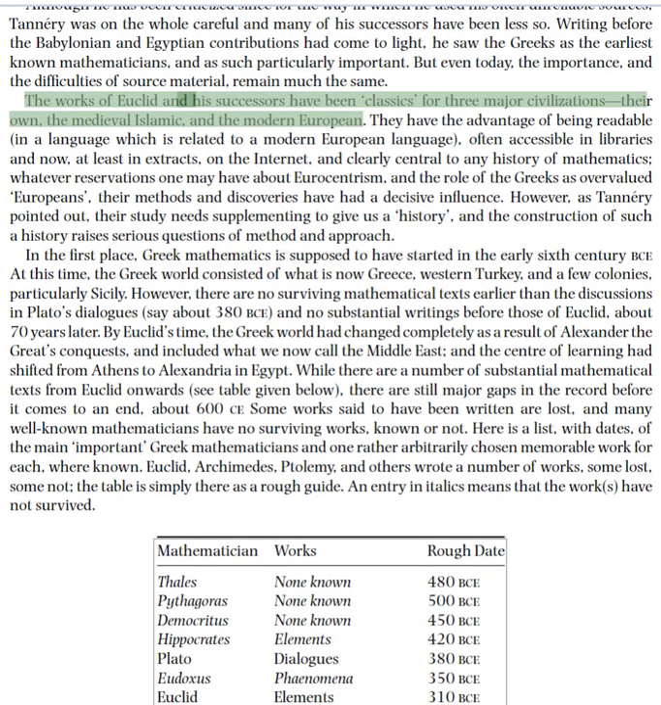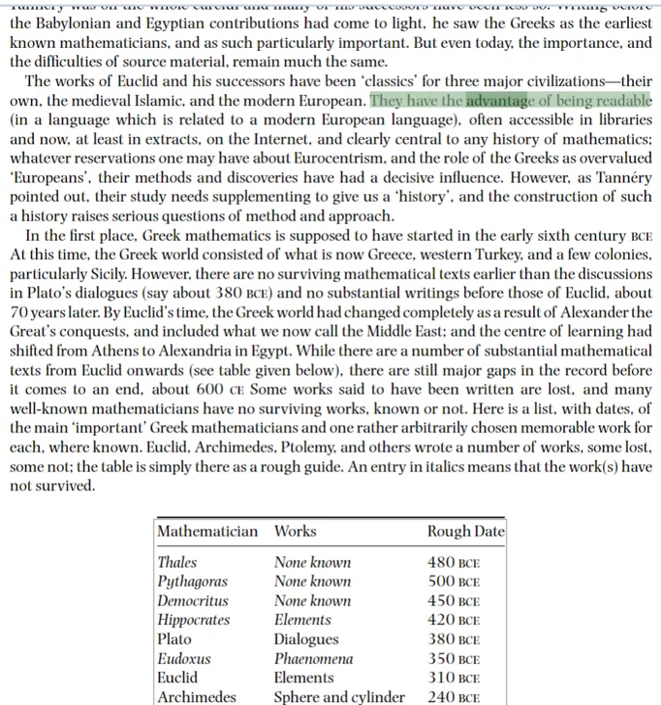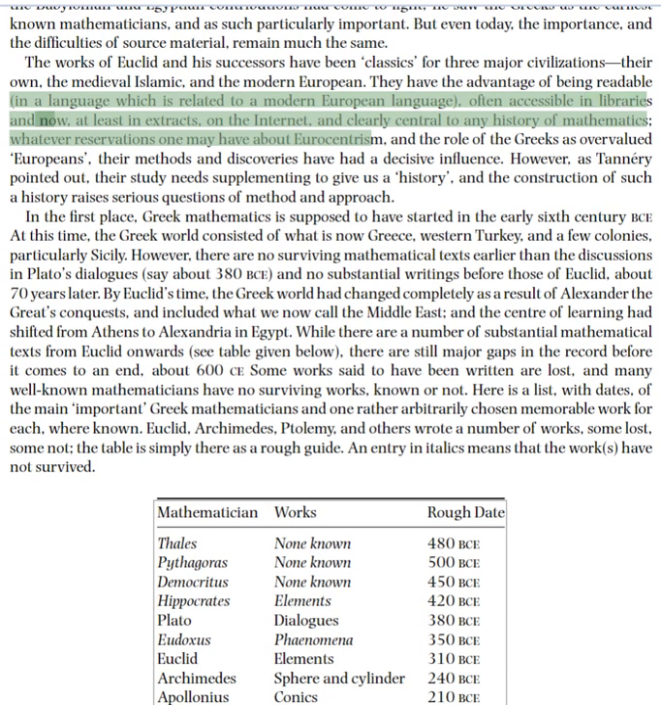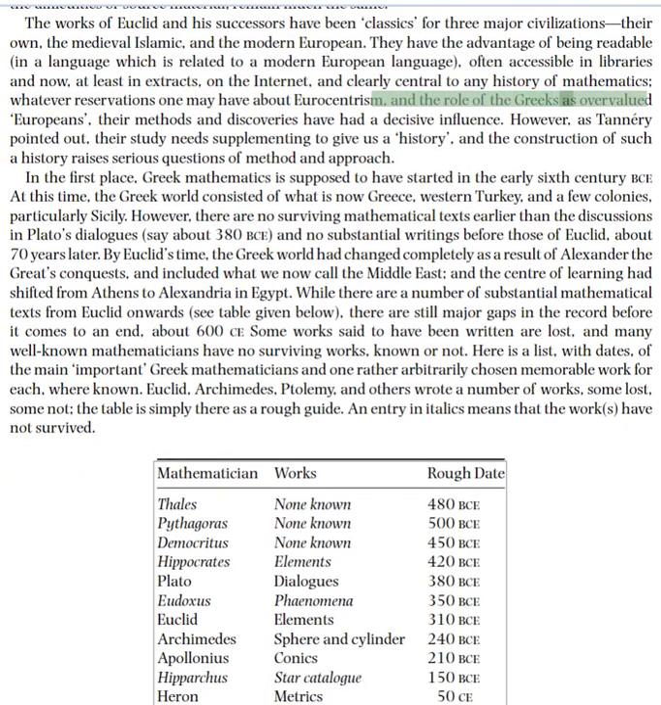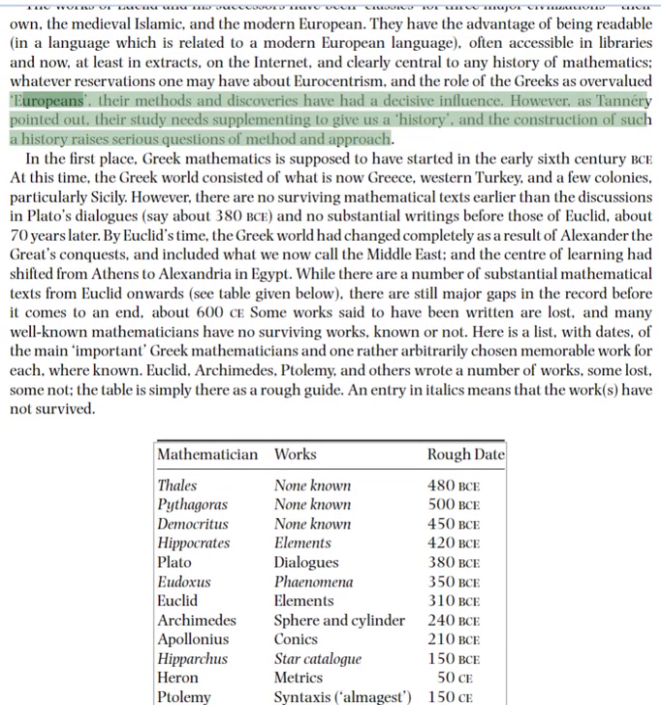The works of Euclid and his successors have been classics for three major civilizations: their own, the medieval Islamic, and the modern European. They have the advantage of being readable, often accessible in libraries, and now, at least in extracts, on the internet, and clearly central to any history of mathematics, whatever reservations one may have about Eurocentrism and the role of the Greeks as overvalued. For Europeans, their methods and discoveries have had a decisive influence.